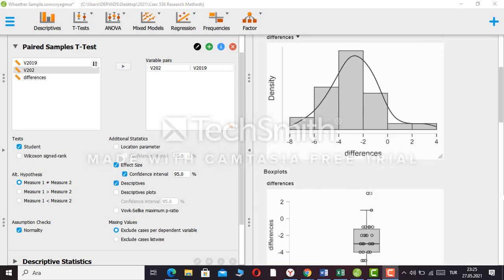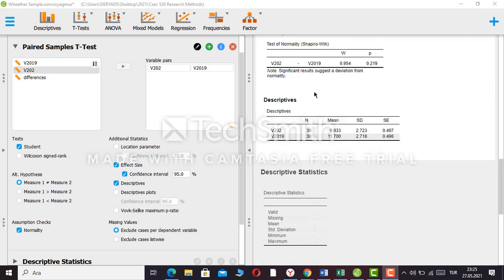So when we look at the data in general, we think that October 2020 is colder in London compared to 2019. So I did a paired t-test to see if this change is statistically significant, and at the end of the test I found a significant difference between the pre-test and post-test mean scores. As you can see in this table, we have mean values in here, and there is a significant difference between those.